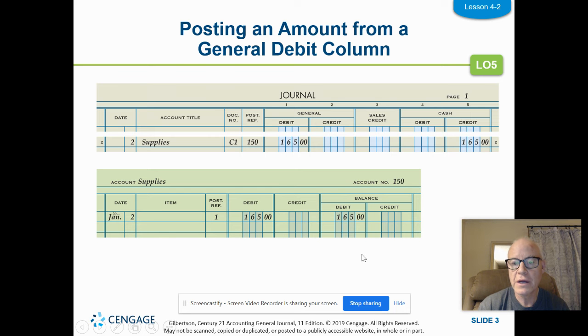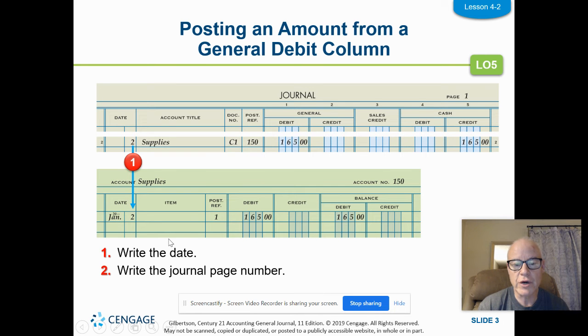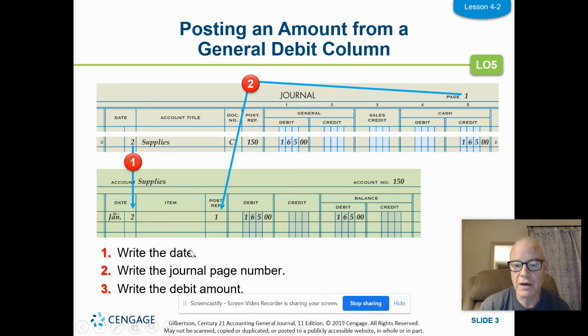When we post, it's going to look like this. Number one, we're going to write the date down here. I guess this was January 2nd, 2000, whatever. Secondly, we're going to write the journal page number. On the journal page, we're on page 1, because we want to be able to cross-reference back to the entry that we made in our multi-column journal, in our general journal, so to speak. Put that page number in your post reference so you can go back and say, okay, where did this transaction come from?